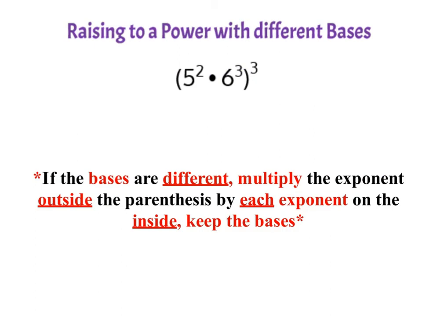So now what happens when we raise a power, raising to a power, but with different bases? So this problem is different from the one we did before because inside my parentheses, my bases are 5 and 6. So if you remember back to one of the other videos, I can't combine these. These are not like bases. I can't just simply add my 2 and my 3 of my exponents. Okay, so I can't combine anything inside the parentheses.